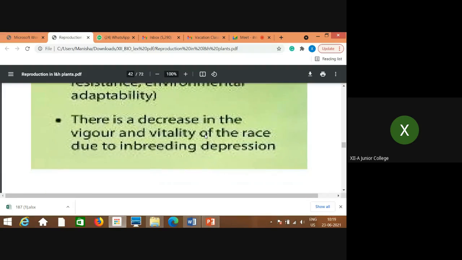The second important thing is that because of continuous self pollination for a few generations, like 4 to 5 generations or even more, there is a decrease in the vigor and vitality of the race due to inbreeding depression. What happens? The same plant continues self pollination for several generations. Then there are chances of decreased vigor, decreased production and decreased vitality, and so it affects the overall inbreeding method of self pollination.